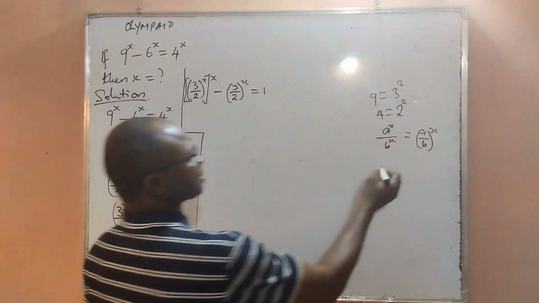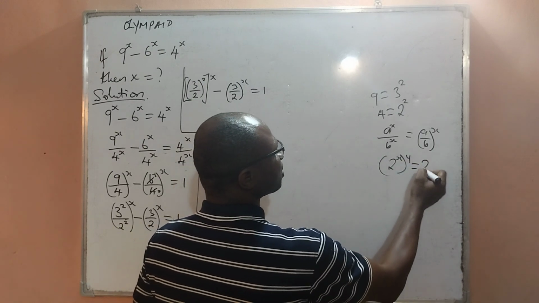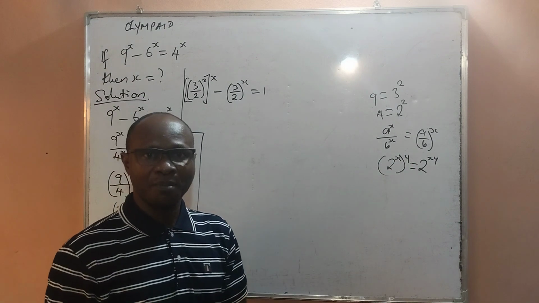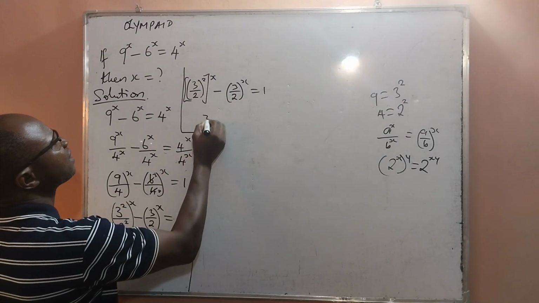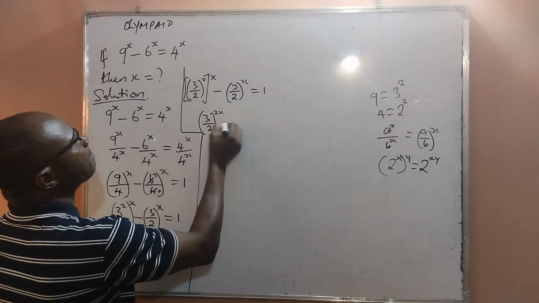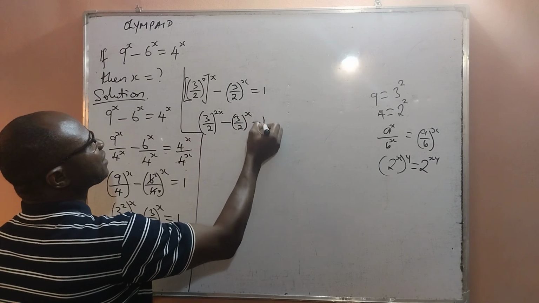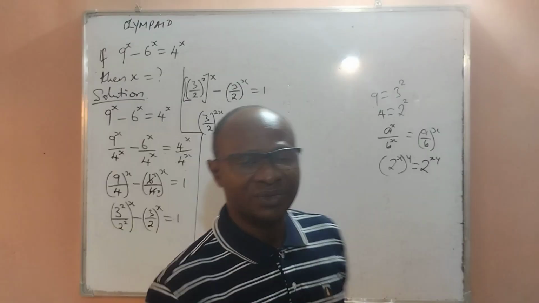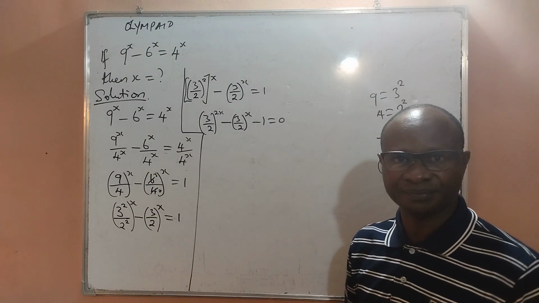By law of indices, 2 raised to power x all raised to power y is equal to 2 raised to power xy. The exponents will multiply, meaning that I can multiply x and 2 to have 3 all over 2 all to the power of 2x, minus 3 all over 2 to the power of x, then minus 1 is equal to 0. I have moved 1 from the right hand side to the left hand side and it becomes a negative 1.